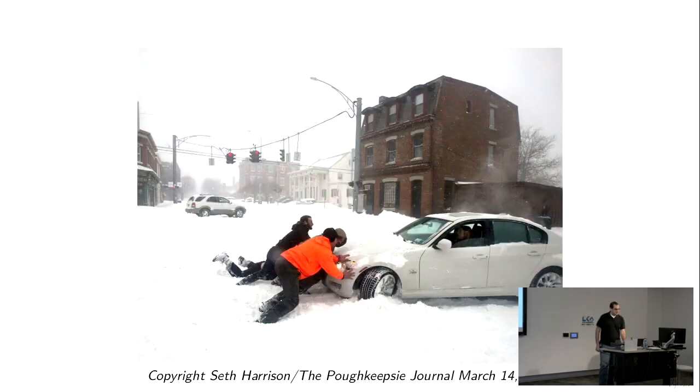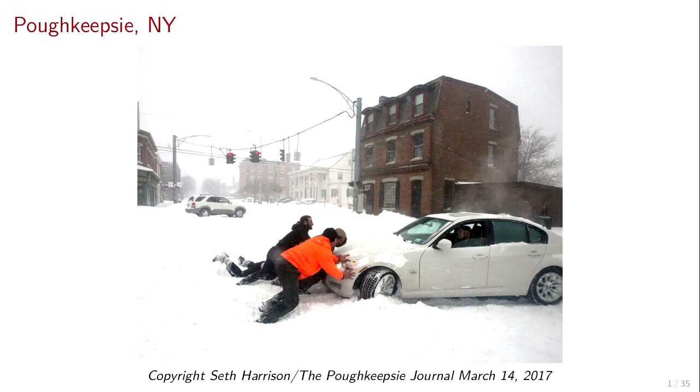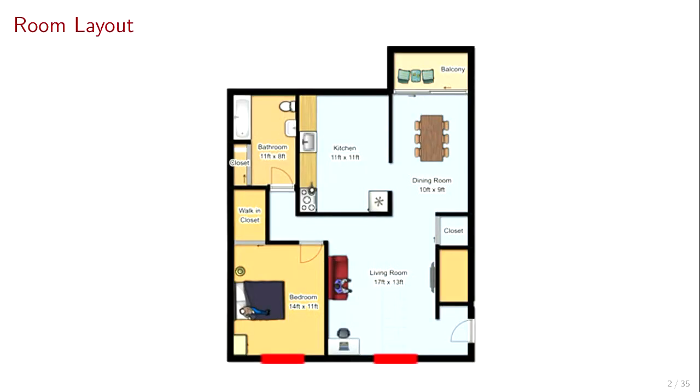But the problem is, I live in Poughkeepsie, New York. This is a pretty typical snowstorm from last year. That guy's having a really bad day in the back, lying face forward. And this is the weather extreme we have to deal with in Poughkeepsie. It's not like Sydney, where it's routinely in the mid-40s, because it's not a tropical climate. And because of that, my apartment is not designed with cooling in mind at all.